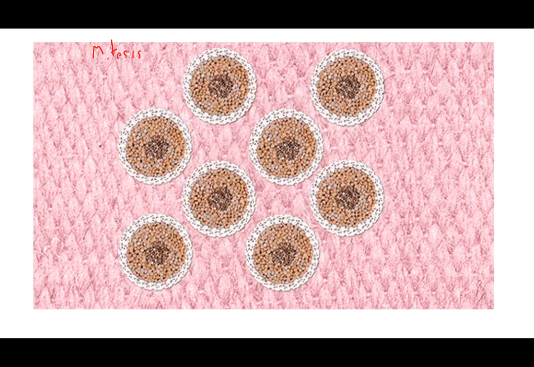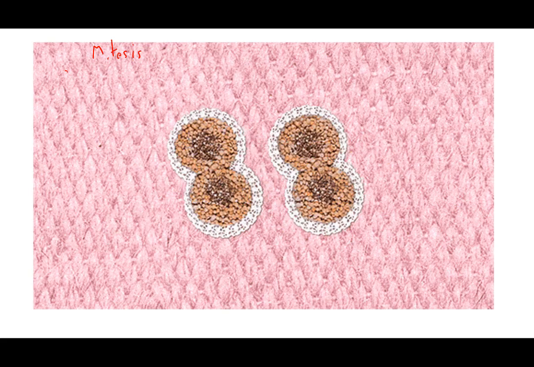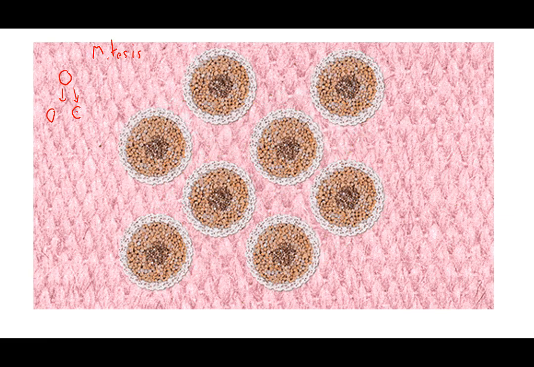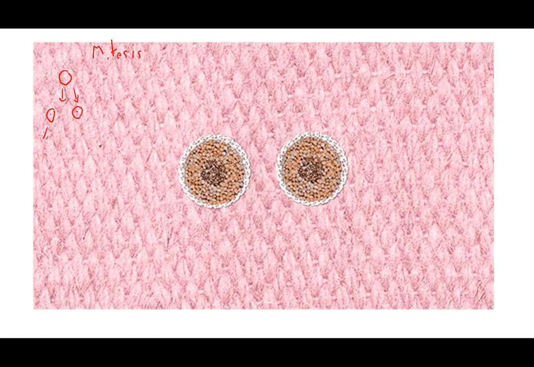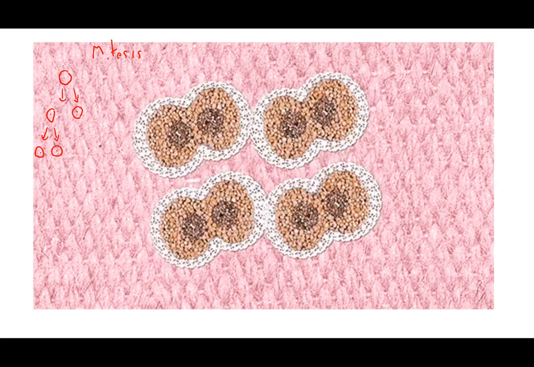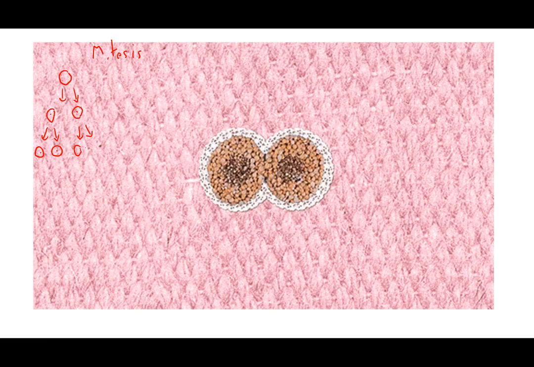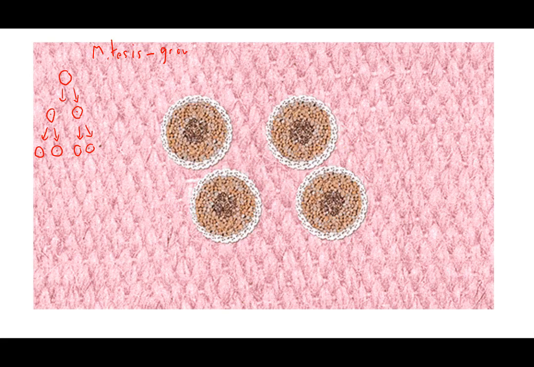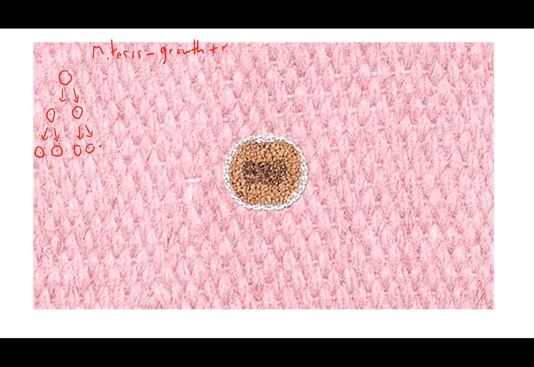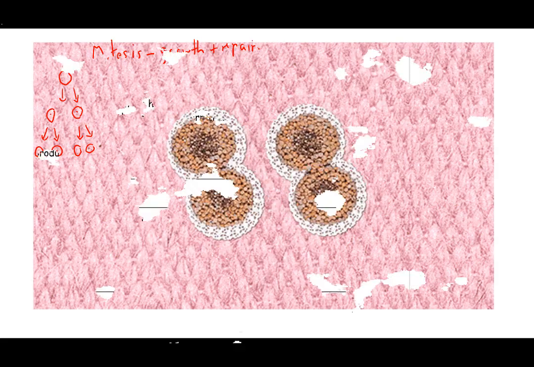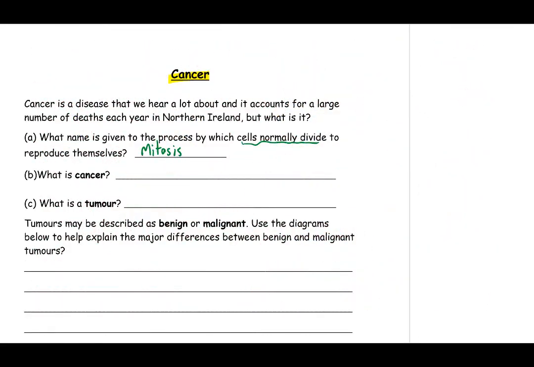So what you'll notice here is that we start with this one cell, and it divides and forms two identical cells, which can then divide, and from that they'll also form identical cells. Now, this type of cell division was used for growth and repair. So that's the type of cell division that we normally rely on. But what we don't know is what is cancer.